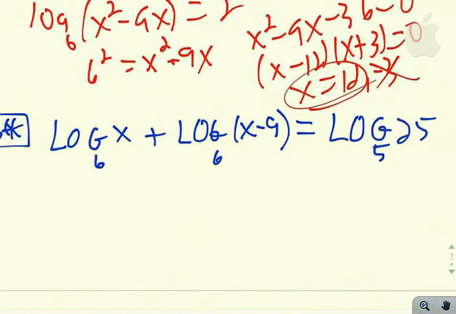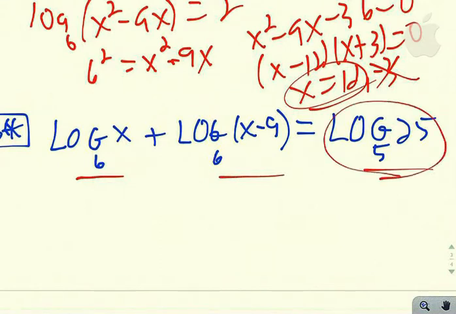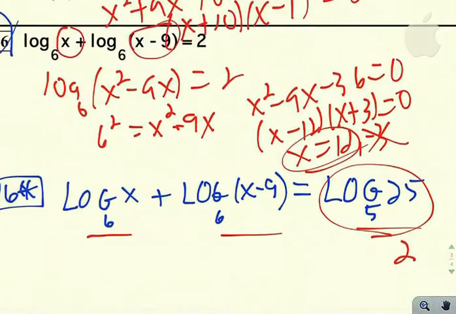For 16 star, notice base 6, base 6, base 5. But if we simplify this, we get 2. And now this problem becomes the same as that one. And we can solve it just like 16.